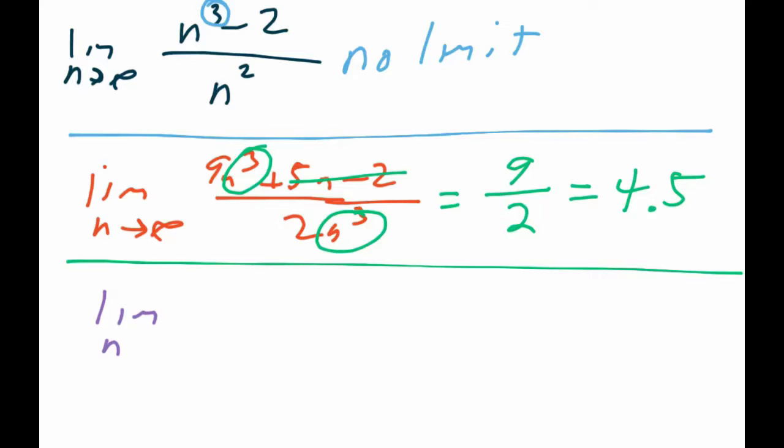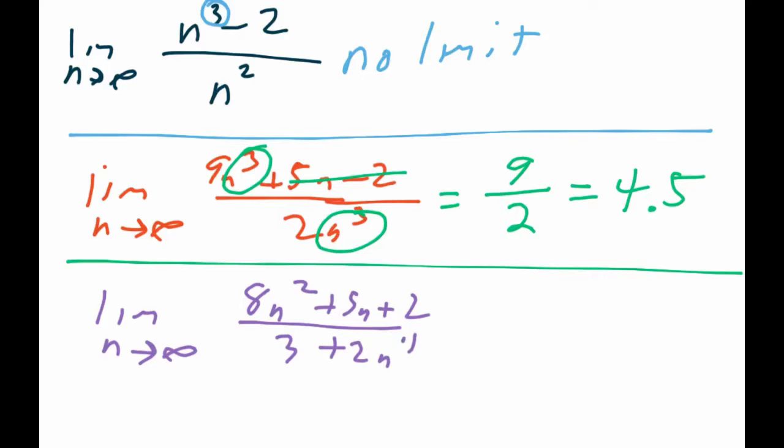The last one, we have the limit as n goes to infinity of 8n squared plus 5n plus 2 over 3 plus 2n to the fourth. Here's the highest exponent. Since the highest exponent's in the denominator, the answer is always going to be 0.